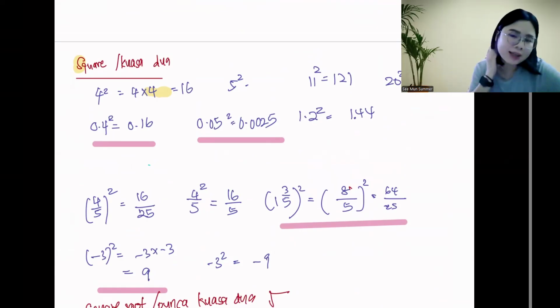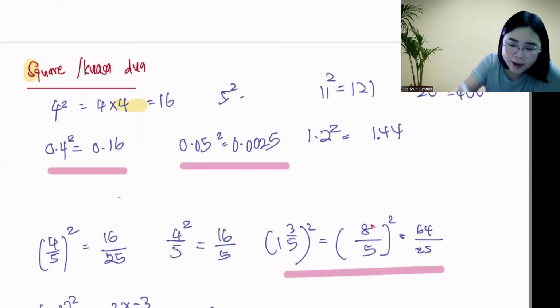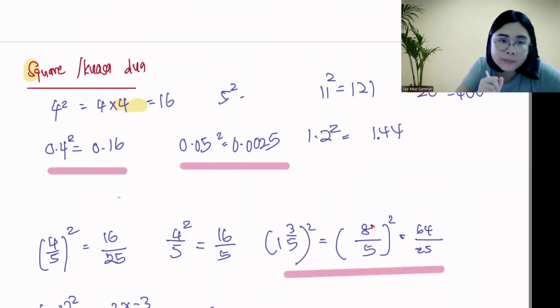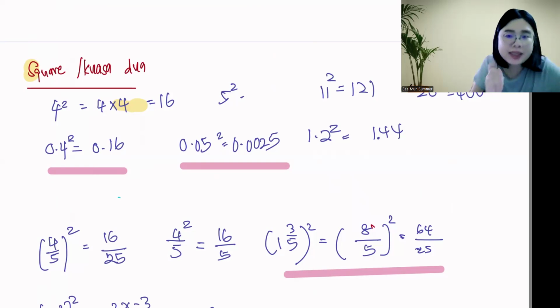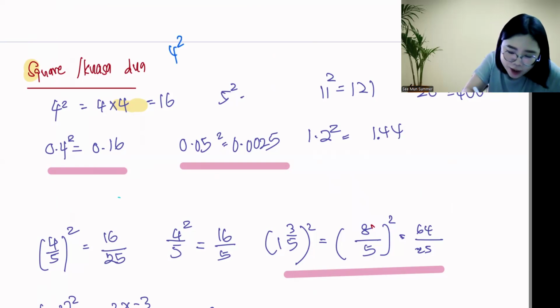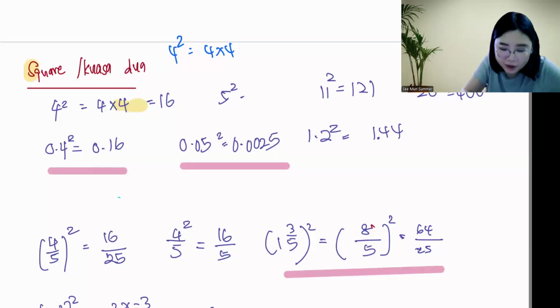I think you are still quite familiar, but I just want to revise some of the tricky questions. For example, square is everything times by itself. For example, 4 square is equal to 4 times 4, times itself 2 times. So meaning it is 16. Okay, so far so good.